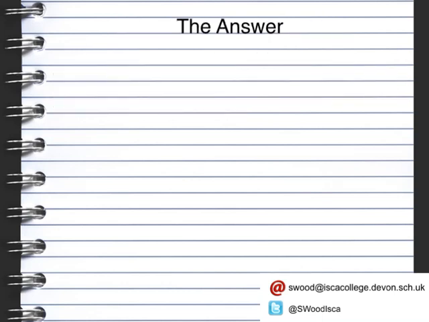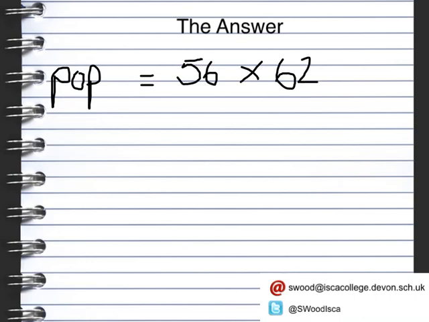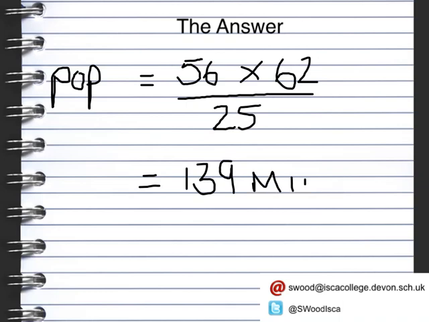Okay, so the answer is: the population size is equal to the population in the first sample, which is 56, times that by 62, then divide that by 25. Now that gives us an answer of 139 mice. Okay, now we need to remember that that is only an estimate.